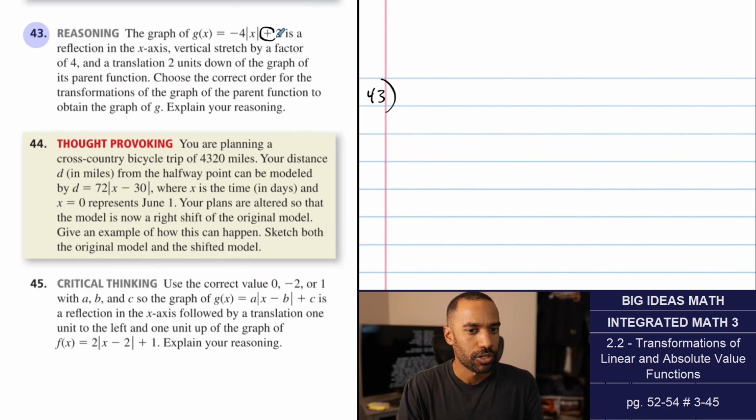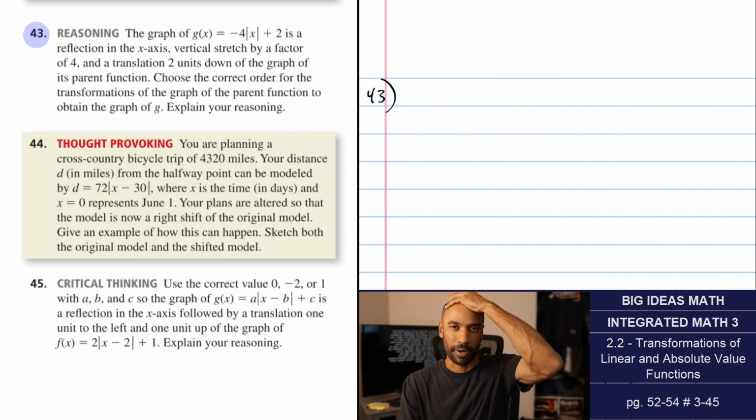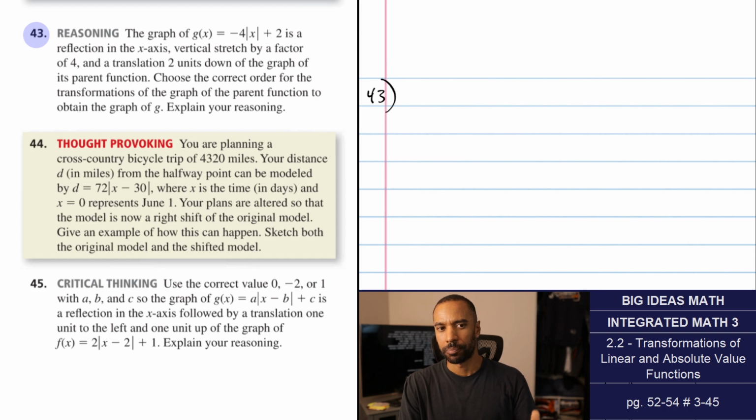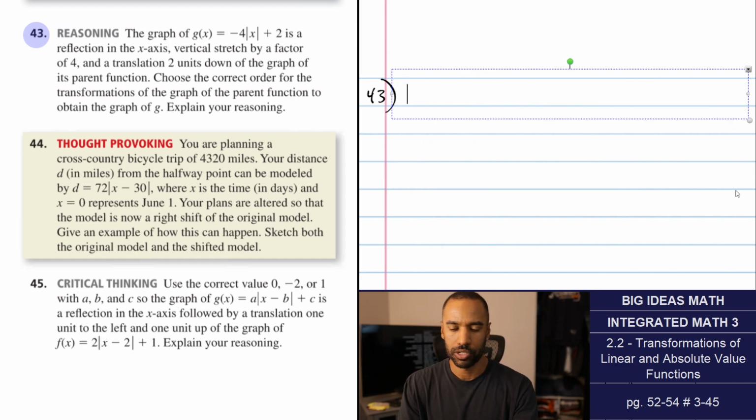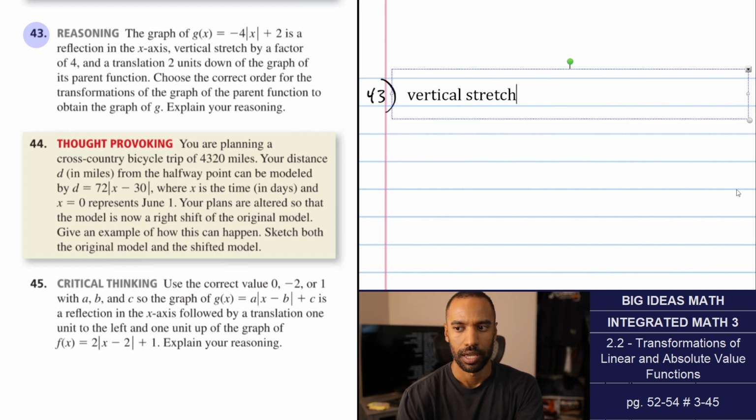This was a +2, and here they said translation 2 units down. So there's something that needs to swap, and I think it's the reflection that needs to go last. As far as the vertical stretch should still go before the translation, otherwise this would either say a 1/2 or this would have to be an 8 to make it 4 times bigger. So it looks like the vertical stretch would still have to go first. So you are still doing a vertical stretch first, and then you're doing the translation. But then I think you do the reflection after.